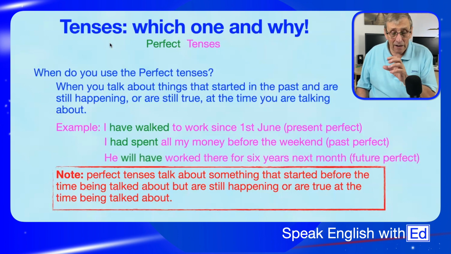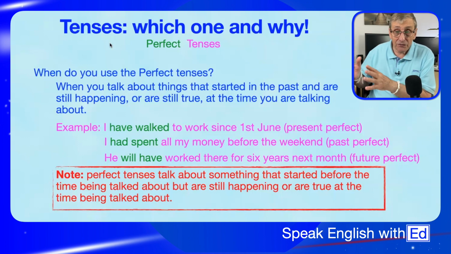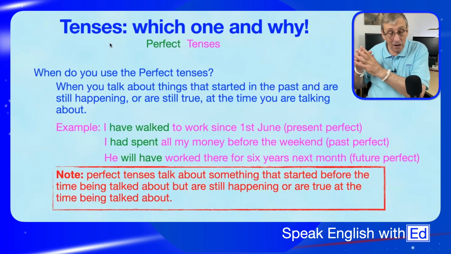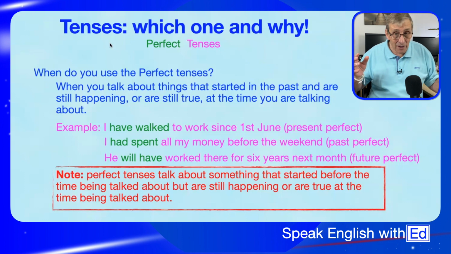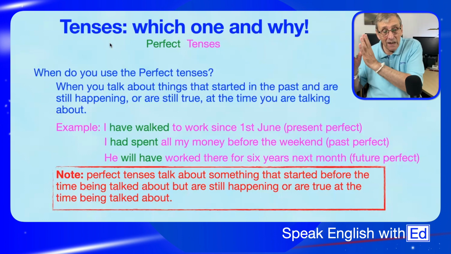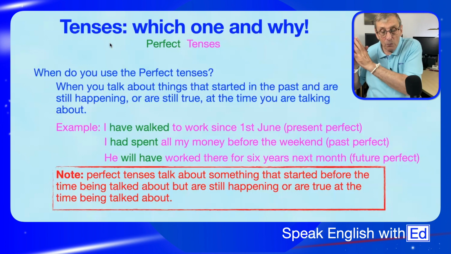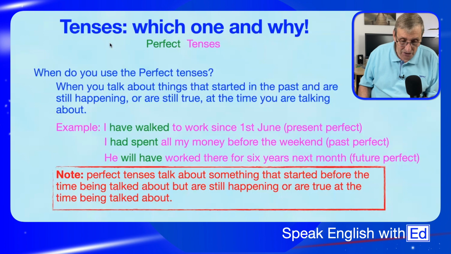He will have worked there for 6 years next month. Now we're into the future tense because we're talking about next month, and we're saying that by the time that comes, he started working before then, and by the time we get to then, he will have worked 6 years. It will be true that he's worked there 6 years.